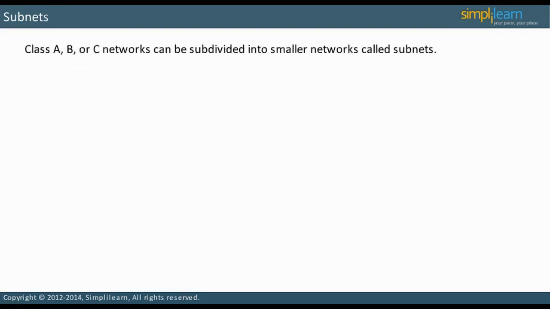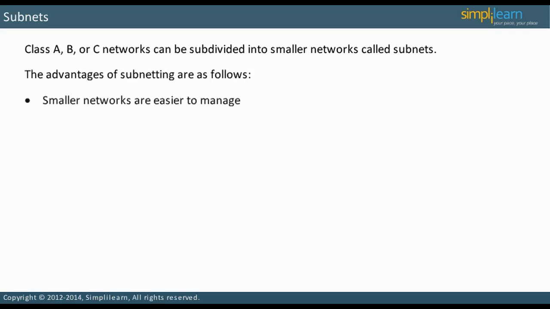Class A, B, or C networks can be subdivided into smaller networks called subnets. These subnets are part of the larger classful network, the class A, B, or C network that the first octet indicates. Therefore, subnetting a network can be considered dividing it into subnets and also how many subnets can be contained in a network. There are several advantages of subnetting.